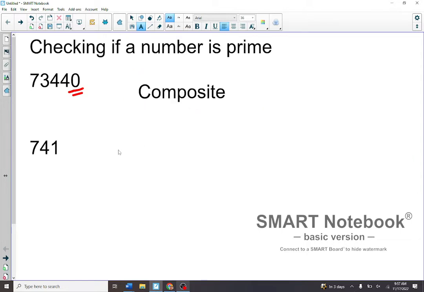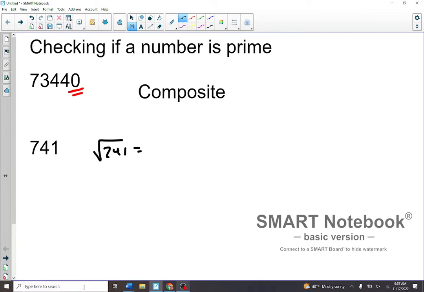And then 741. This one is not even, so we're going to have to check how to figure this out. So first, the square root thing. I'm going to do the square root of 741. The top one's definitely composite because it's even, so I don't have to do the square root thing for it. Let's see, 741. What's the square root of 741?